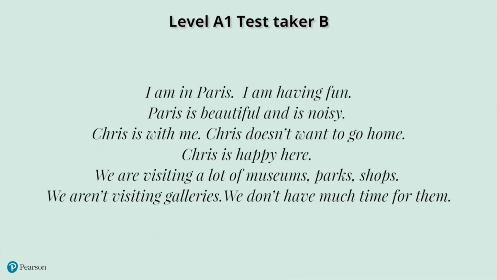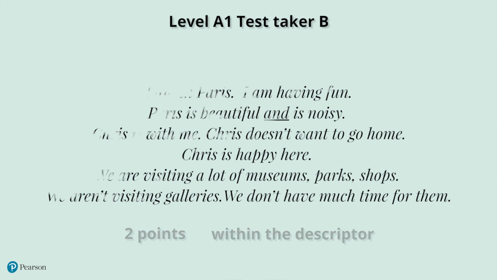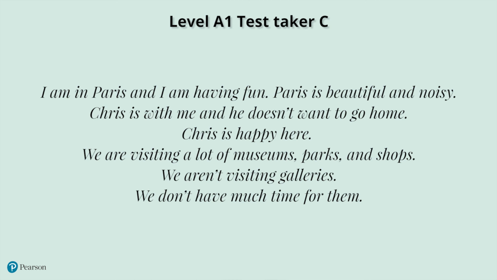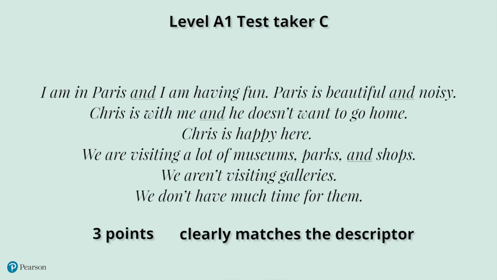Level A1, test taker B. This is 2 points for coherence. This text is within the descriptor. The test taker shows some ability to use the basic connector and, but still there are places where it's omitted and might be expected. Level A1, test taker C. This is 3 points for coherence. The text clearly matches the descriptor and the test taker shows they can use the basic connector and anytime it's necessary.